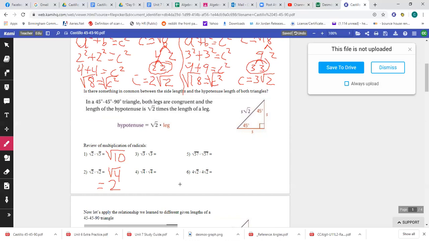Now for number 3, root 3 times root 3, that's root 9. But I know root 9 is just equal to 3. Then root 4 times root 4 is root 16. And I know that's equal to 4.